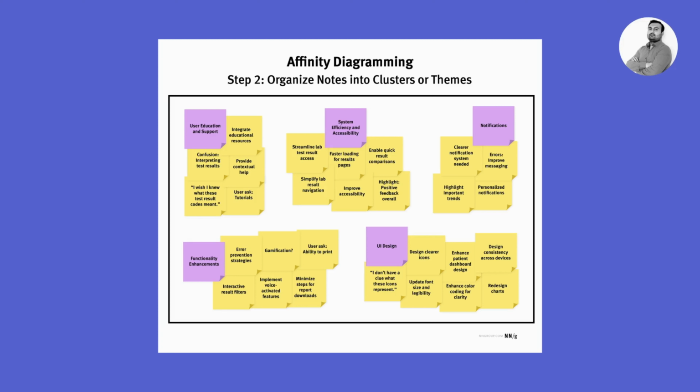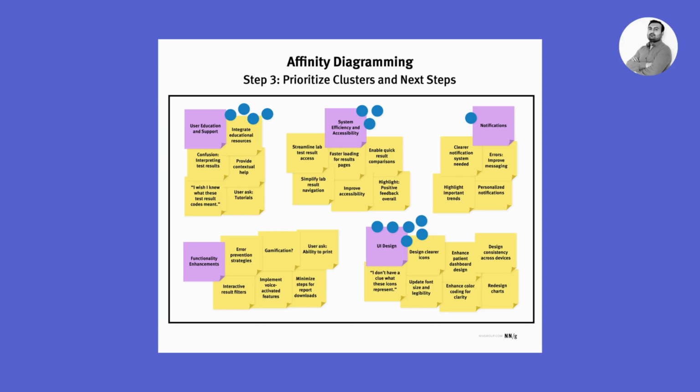And then notifications. Let's have a look at an example of notifications: clear notification needed, highlight important notes, highlight important trends, personalized notifications, improve error messaging, etc. Now these clusters help you to put a certain pattern and a relationship to them. As we said earlier, affinity diagrams help you to identify relationships and patterns. That's the second step in affinity diagrams, clustering them and giving the category a name so that you know which team should be looking at what, and how things should be managed as you proceed forward in your UX process.